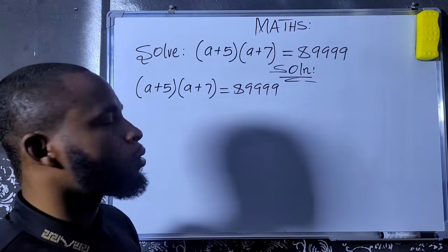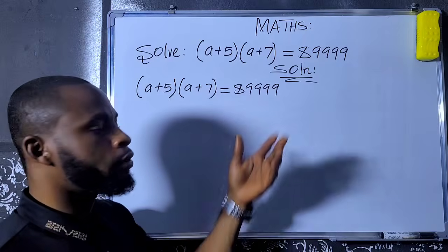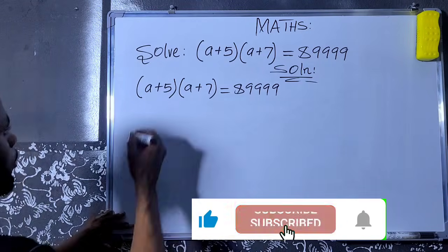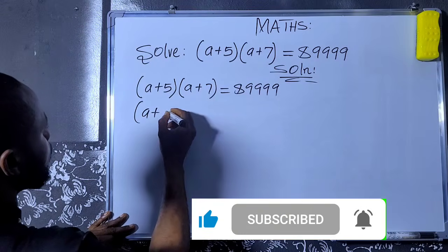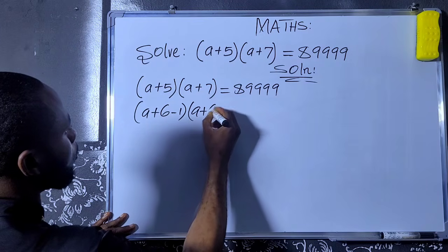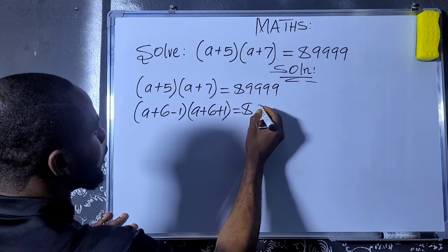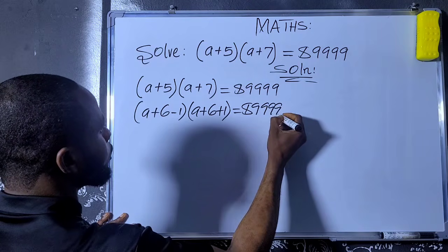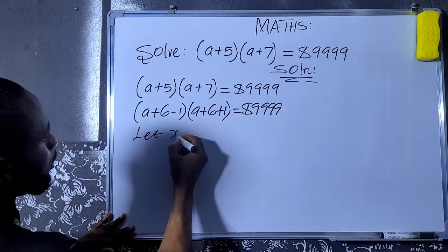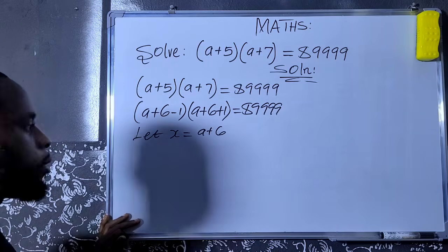This question looks difficult, but I'm going to break it down for you. We have a solution. This can also be expressed as (a + 6 - 1)(a + 6 + 1) = 89,999. Then let x equal a + 6.